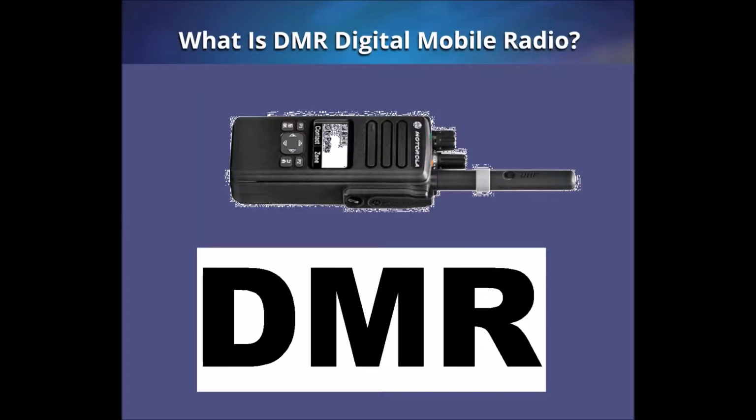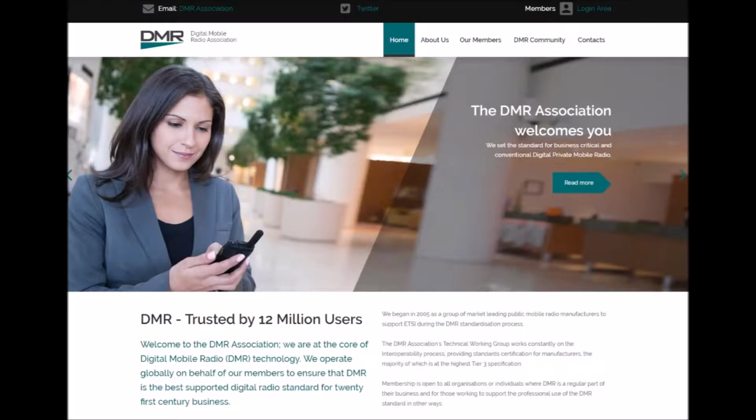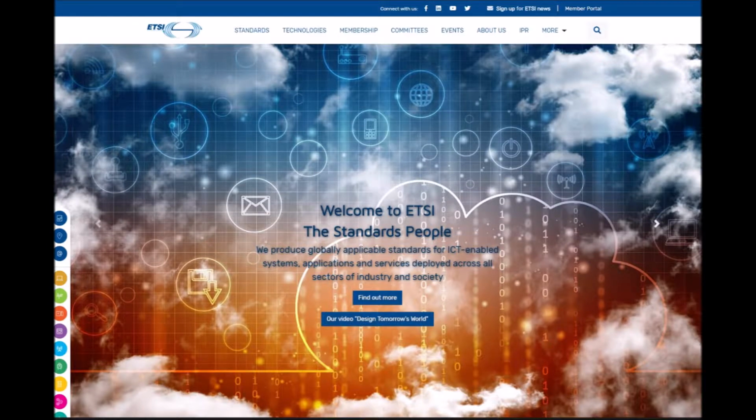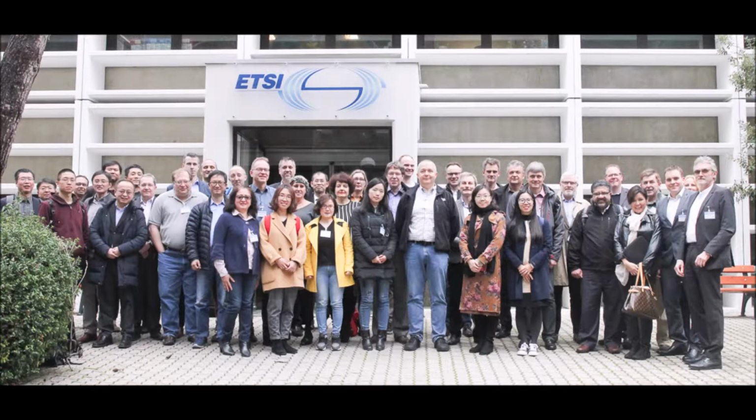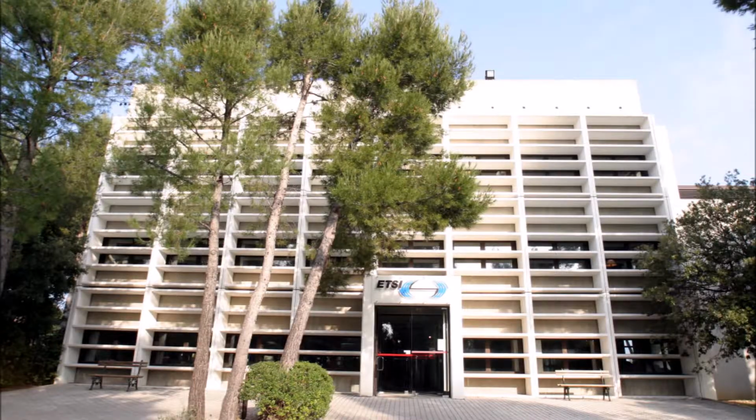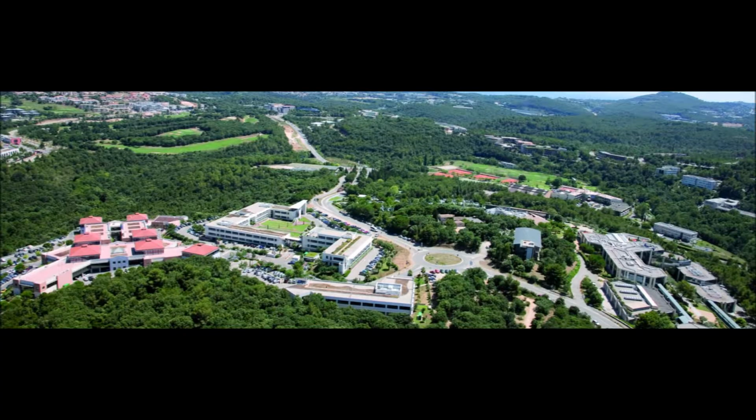Digital mobile radio is an open digital mobile radio standard. Next definition, ETSI, E-T-S-I. The European Telecommunications Standards Institute is an independent, not-for-profit standardization organization in the telecommunications industry, equipment makers, and network operators in Europe. It's headquartered in Sophia Antipolis in France.